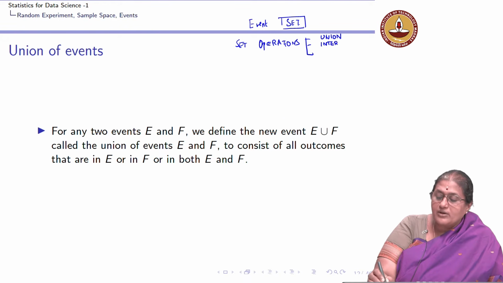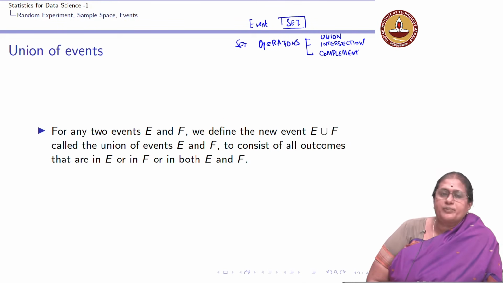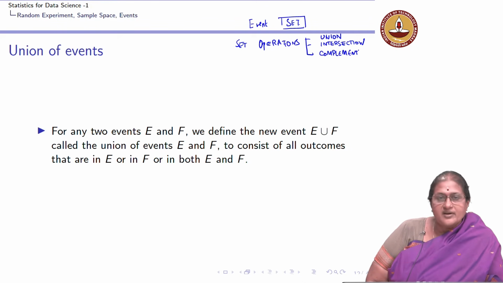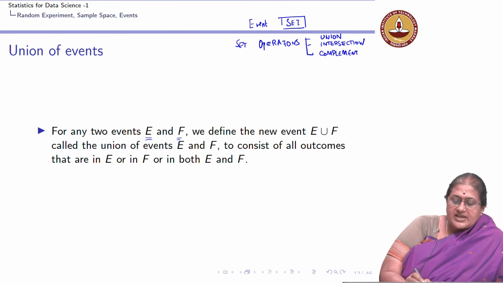What do we mean by union of two events? What do we mean by intersection of two events? And what do we mean by complement of an event? These are the basic set operations which we are interested in knowing. So, suppose I am given two events E and F. I know that S is my sample space.